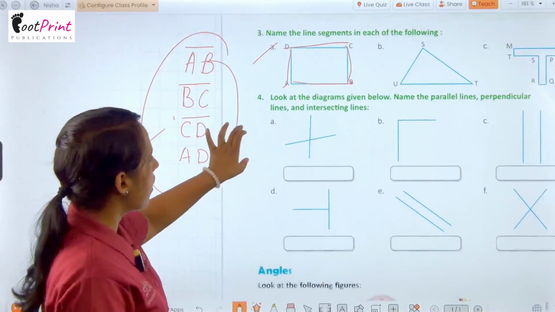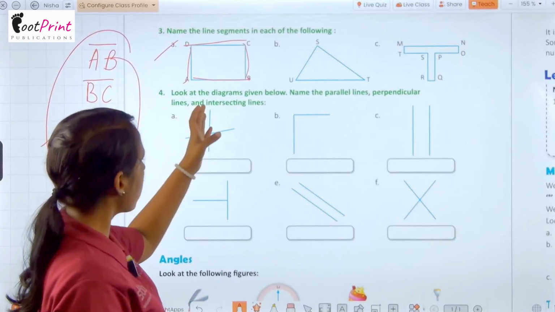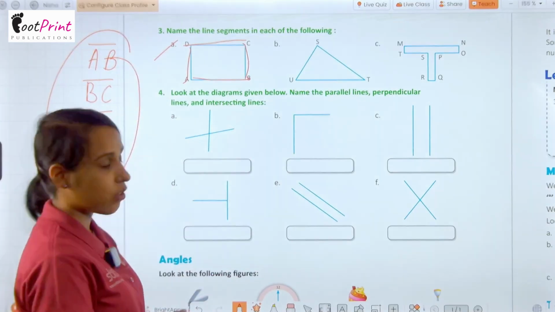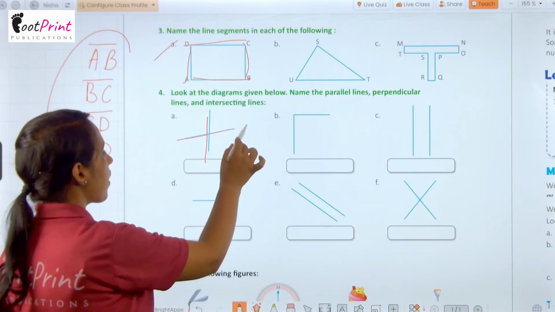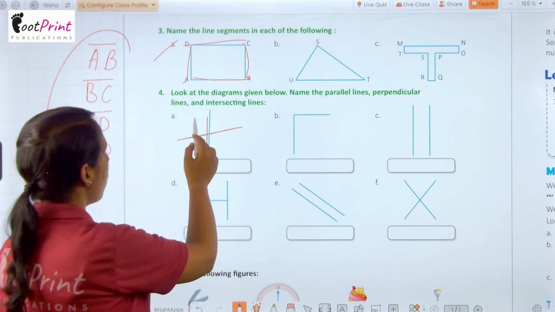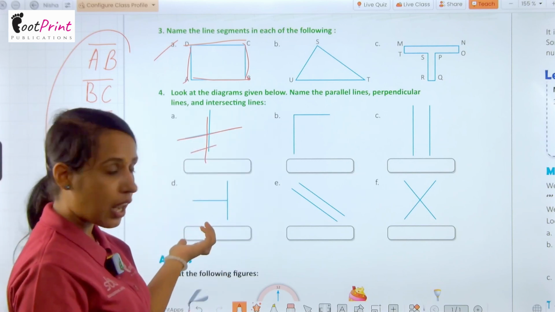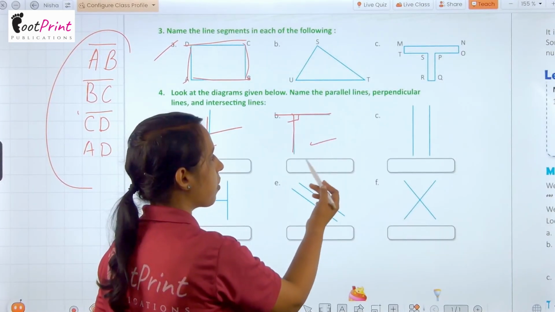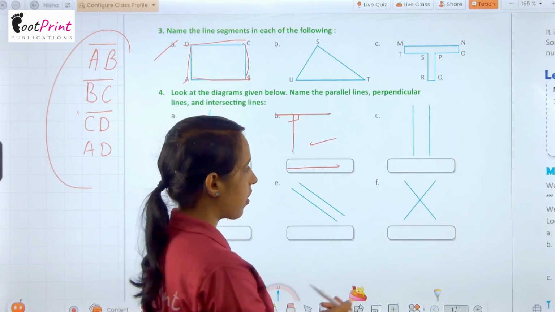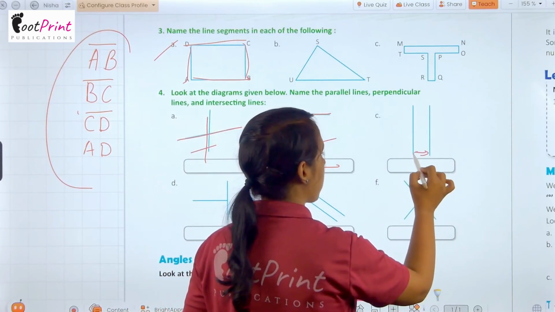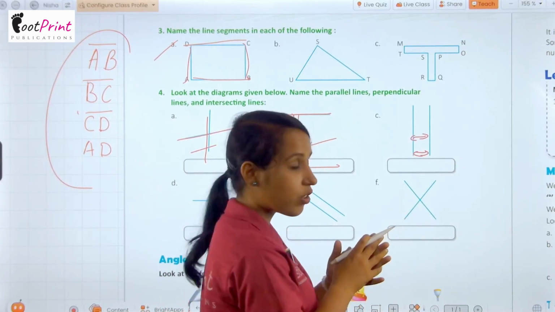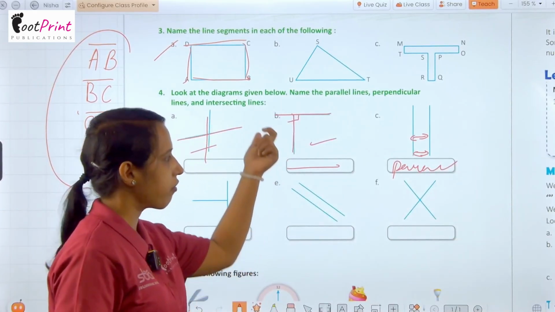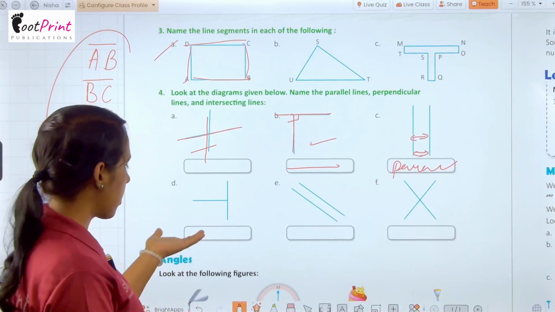Okay. Now next question is, look at the diagrams given below. Name the parallel lines, perpendicular lines and intersecting lines. So in this, 2 lines are intersecting at one point. So we can say these are the intersecting lines. Here, lines intersecting at 90 degree angle. It means they are perpendicular lines. Here 2 lines have the same distance and are not meeting each other. So it means these are the parallel lines. Okay, just like that, you have to write the name of these lines in the blank.